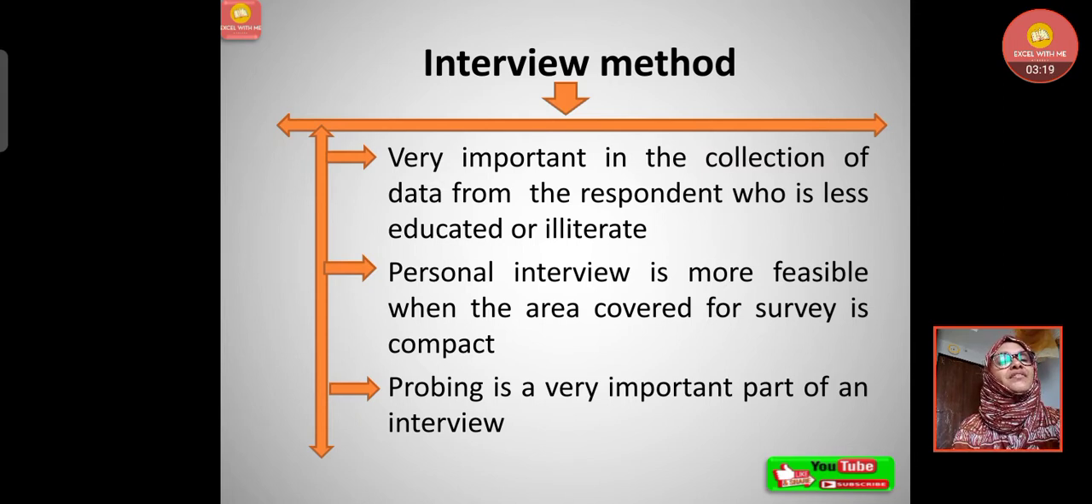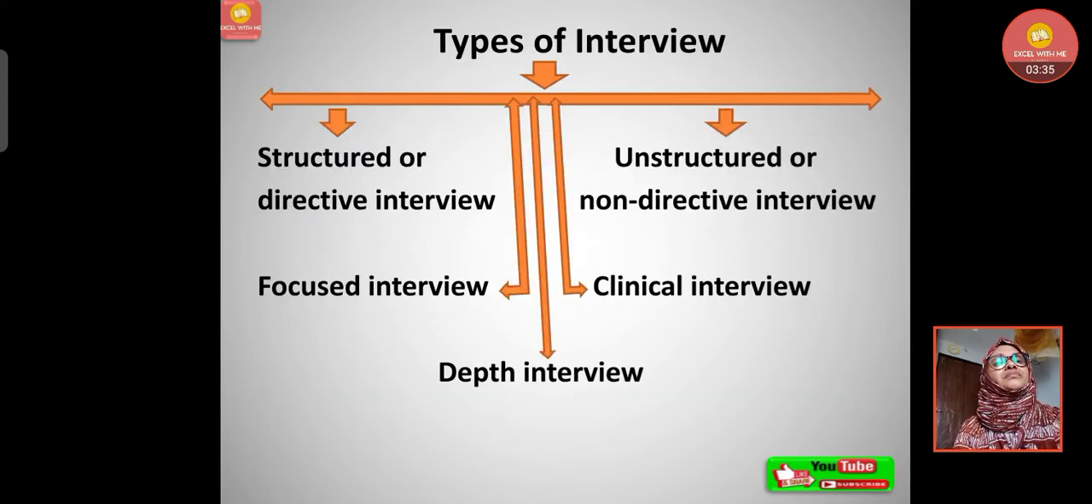Now probing is a very important part of an interview. What is probing here? Instigating the questions, asking the questions, probing the questions continuously. If they give an answer to one question, related to that, again we can probe the respondent with another question. Now what are the types of interview here? Structured or directive interview, focused interview, depth interview, unstructured or non-directive interview, clinical interview. Now let's understand these in detail.